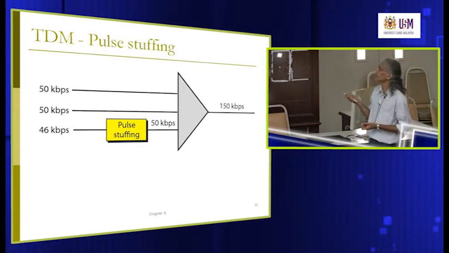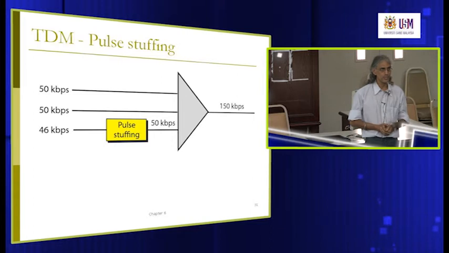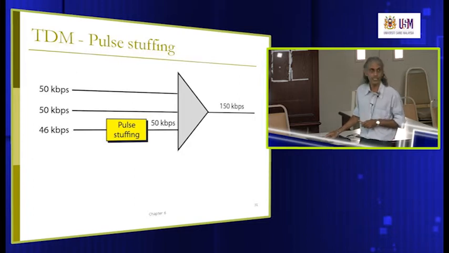Then we can combine them as usual. This is normally done automatically. The multiplexer will try to do these kinds of techniques to make sure that users of different rates can combine together.